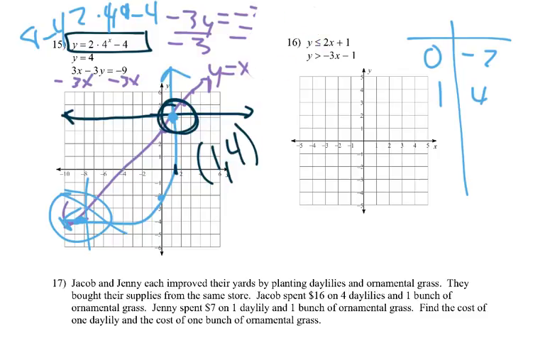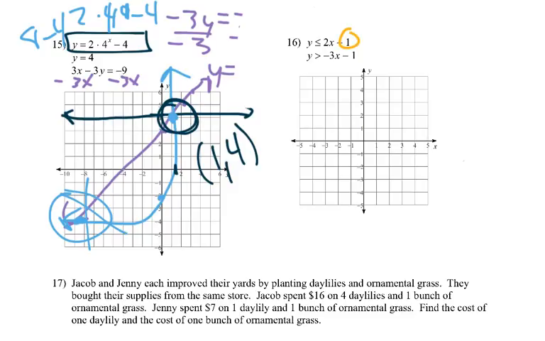Now number 16 is kind of a review. It's those inequalities. So probably have to finish this on a different one. Let's see if we can get this one done. So we have to do a few things, right? We graph it as if it's a line. So up positive 1, slope of 2, so up 2 to the right 1, or down 2 to the left 1.